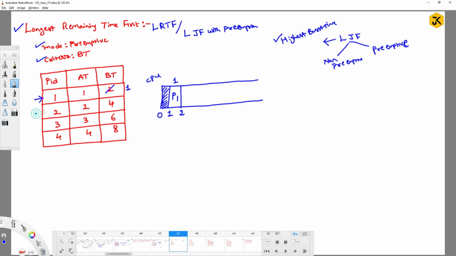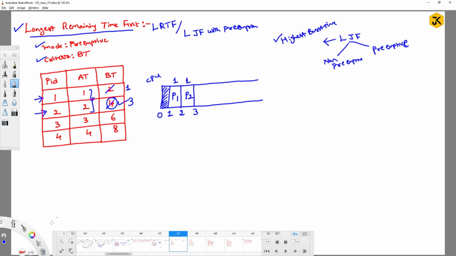By the time of 2 units, what are the processes available for us? Process 1 and process 2. When process 1 and process 2 are available, which one will get the chance? That depends upon the algorithm we are using. We are using the LRTF algorithm, which means it is going to give the chance to the process which has the highest burst time. So out of 1 and 4, it picks the highest burst time. So give the chance to P2 and allocate it 1 unit of time, that will be 3. As we allocated 1 unit of time, it will be left with 3 units of CPU requirement.